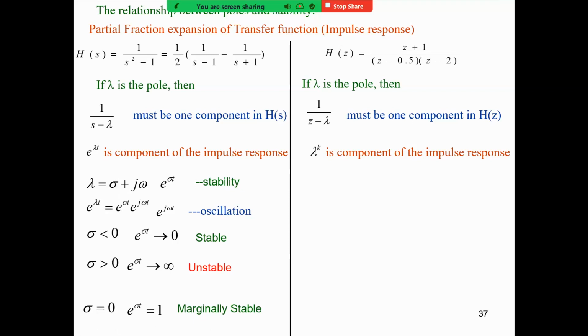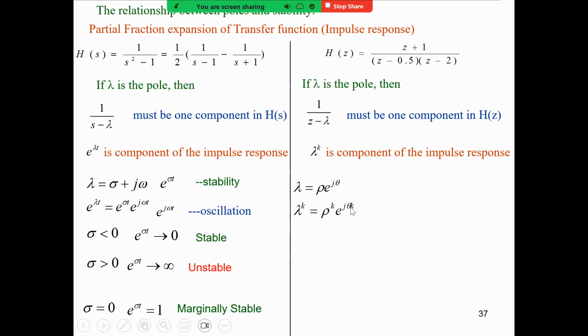How to express a complex number? What are the ways? Instead of using a real part and imaginary part, what is another way? Exponential form, right? The Euler formula. I express the complex number by magnitude times e to the j theta. Theta is the angle. I use the magnitude and the angle. In this way, I can express lambda to the power of k as the magnitude to the power of k times e to the j theta k.